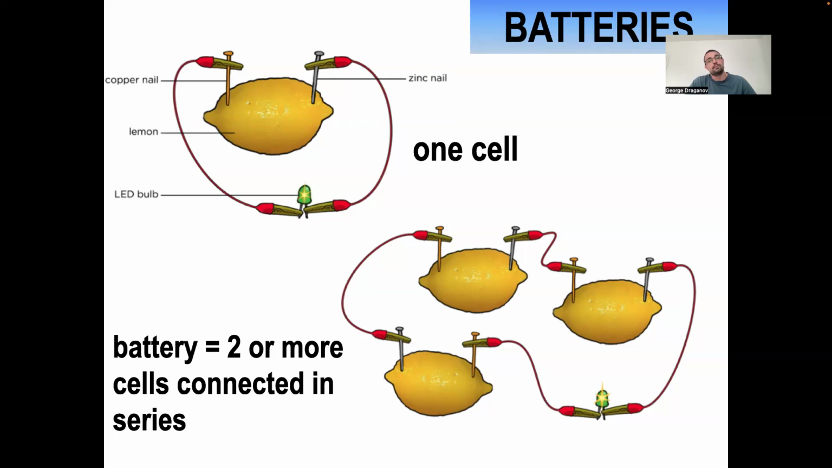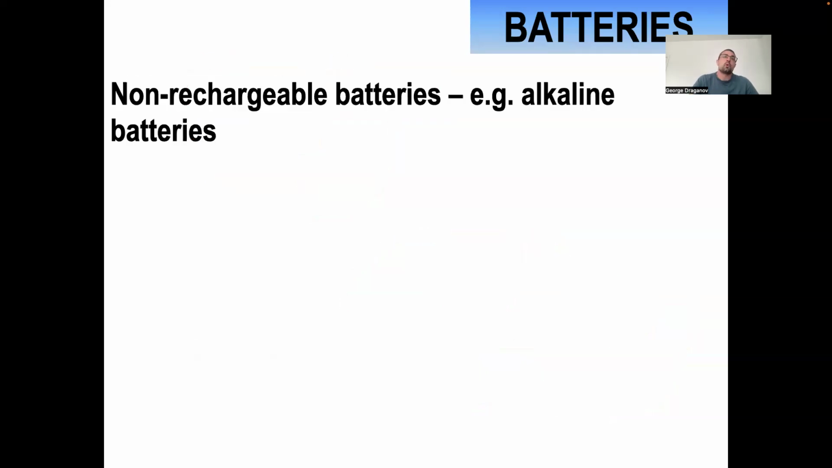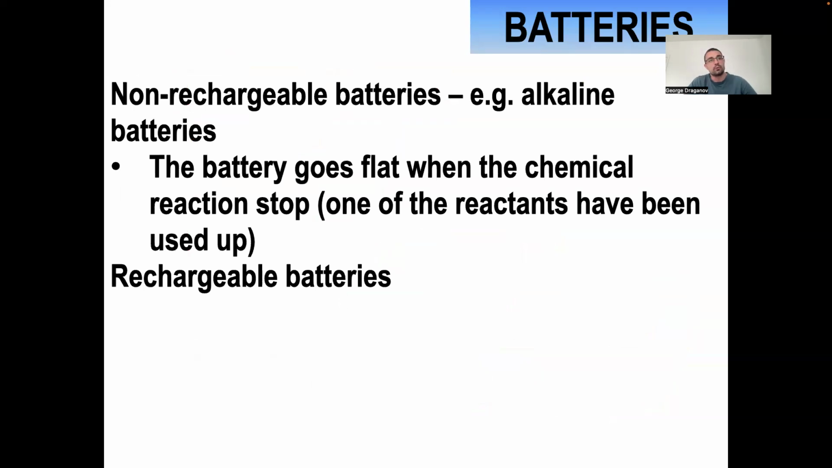And here we have 3. Now, what's a non-rechargeable battery? Well, you should know an example is alkaline batteries. And you should know the definition. The definition is that the battery goes flat or it stops working when one chemical is used up. So one of the reactants is used up. So for example, in your remote control, once they stop working, you need to replace them.